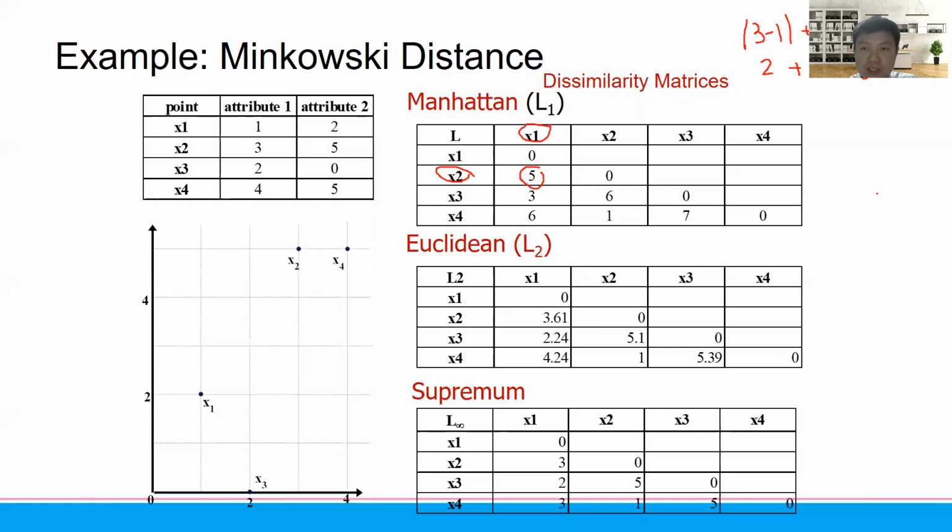What about the Euclidean distance? In the Euclidean distance, you have the square root. What is the square root? The square root between the two data.